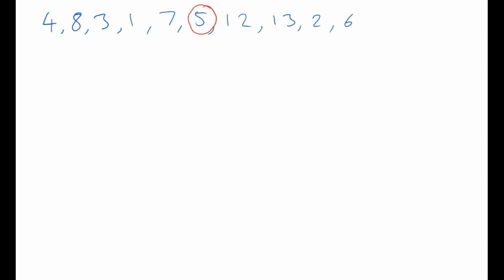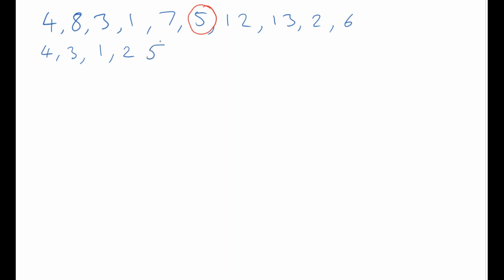What I'm going to do now is go through the list carefully, writing down any numbers that are smaller than 5 in the order that they appear. So first of all we have 4, and then 3, 1, continuing on past the pivot we have a 2, and that's it. That's all of the numbers less than 5.